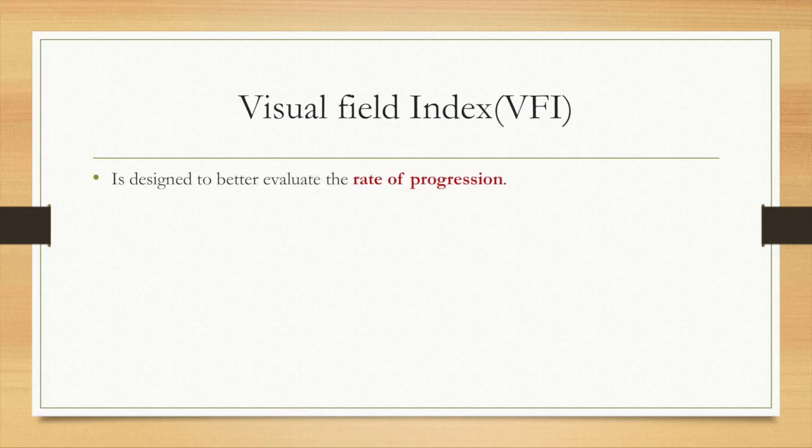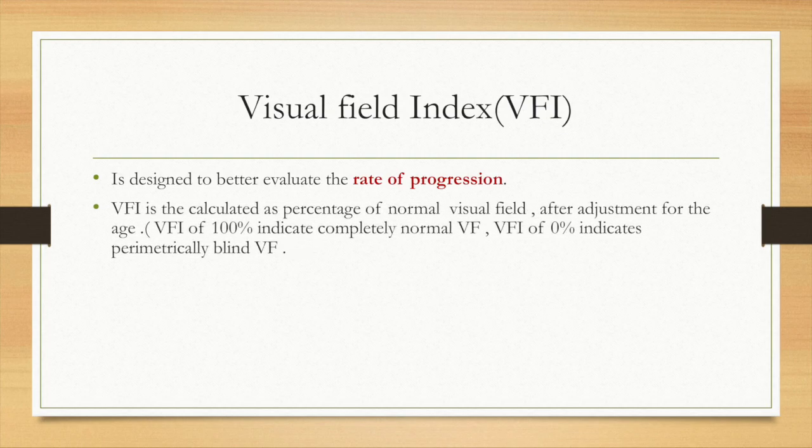Now the visual field index. This index is designed to better evaluate the rate of progression, which I will also talk about later. It is calculated as a percentage of normal visual field, presented as a percentage, not a number. After adjustment for age, a visual field index of 100% indicates that the visual field is completely normal, and a visual field index of 0% indicates that there is a perimetrically blind visual field.